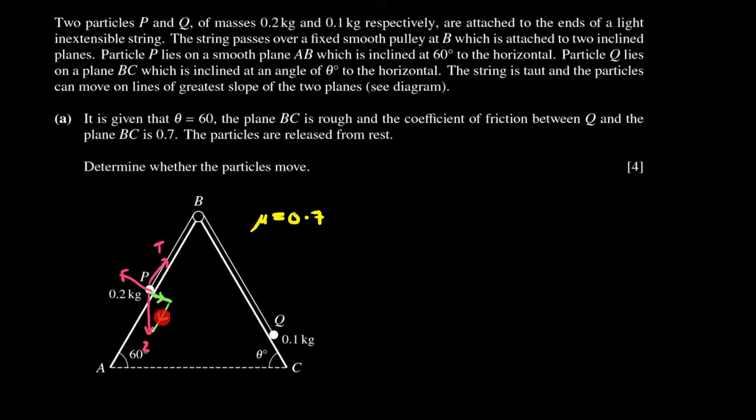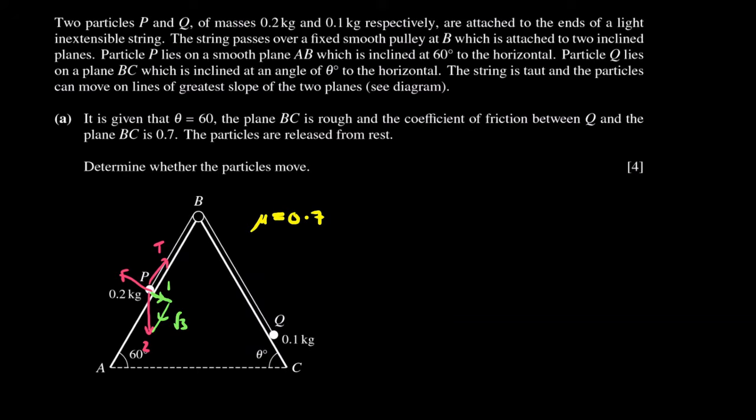And so this length here is going to be 2 sine 60 degrees. Now sine 60 degrees is root 3 upon 2, so 2 times that is just going to be root 3. So that's root 3 there. And this one here is going to be 2 cos 60 degrees. Cos 60 degrees is a half, so 2 times a half is 1. So there we go, we've got our components there.